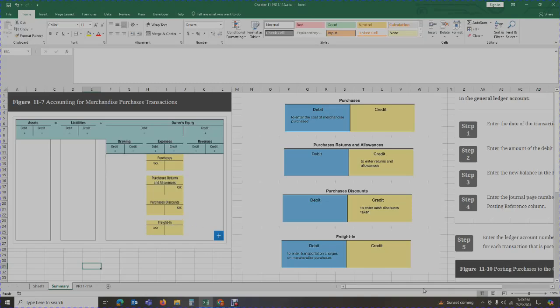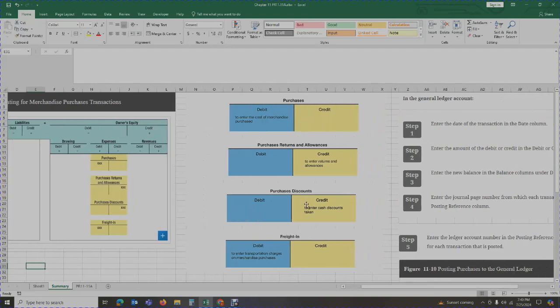Your textbook does an awesome job in explaining each of the accounts. You need to go back into your book and read those sections, but this is basically just a quick overview. For purchases, we are going to debit to enter the cost of the merchandise purchase. So when we make a purchase of goods, we are going to be debiting the purchases account. How much did we spend on that purchase? It's an expense account, we debit. Purchases returns and allowances, we're going to be crediting for the amount of the returns and allowances. If there's any returns and allowances, we're going to credit the account.